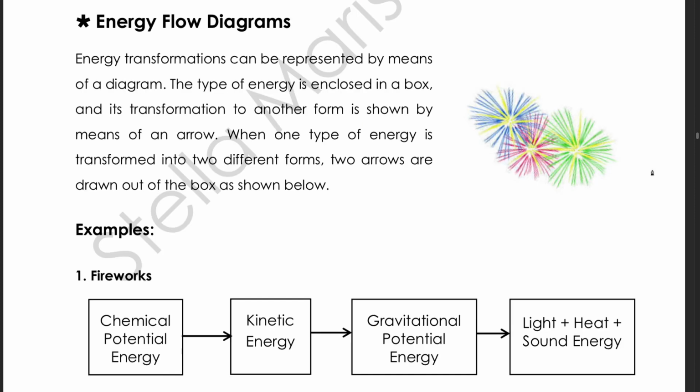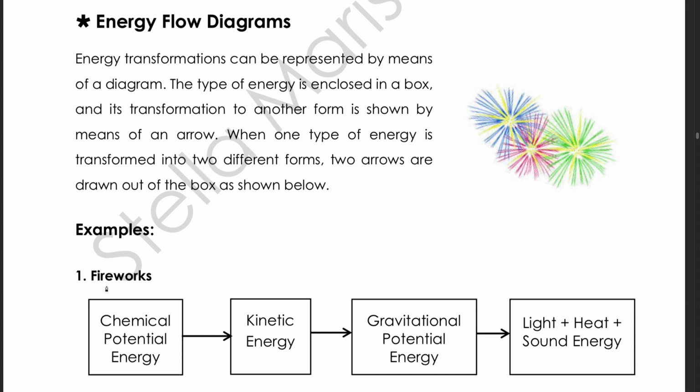We are in the middle of page 31 with energy flow diagrams. Energy transformations can be represented by means of a diagram. The type of energy is enclosed in a box, and its transformation to another form is shown by means of an arrow. When one type of energy is transformed into two different forms, two arrows are drawn out of the box as shown below. And here we have an example with fireworks.